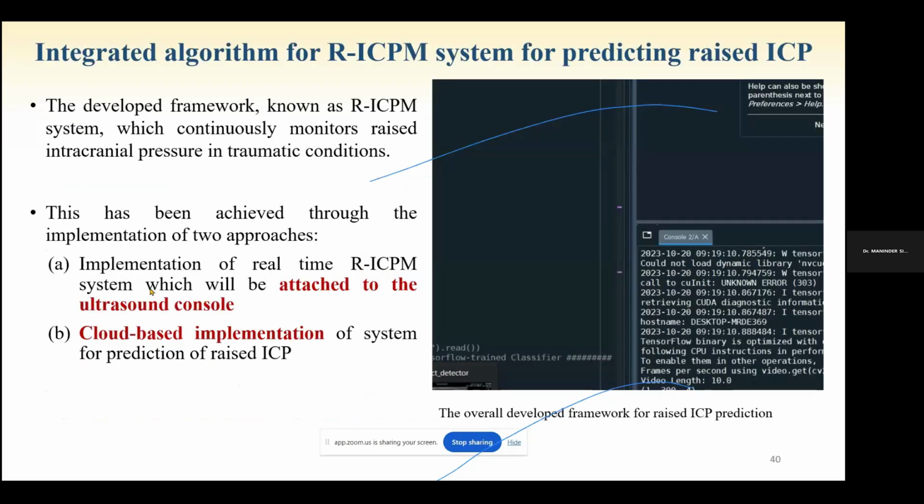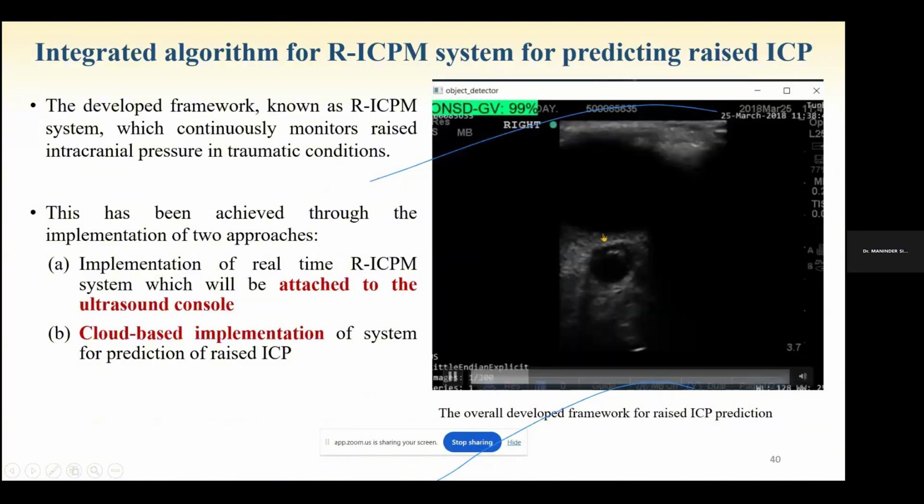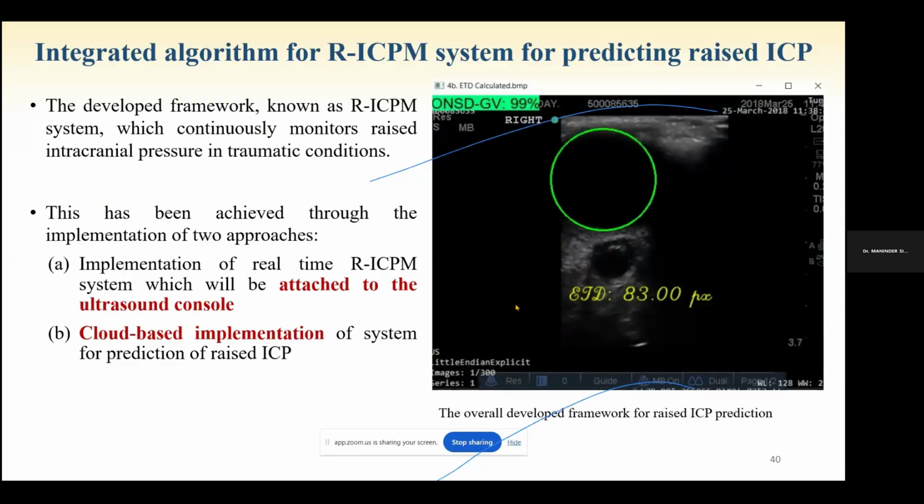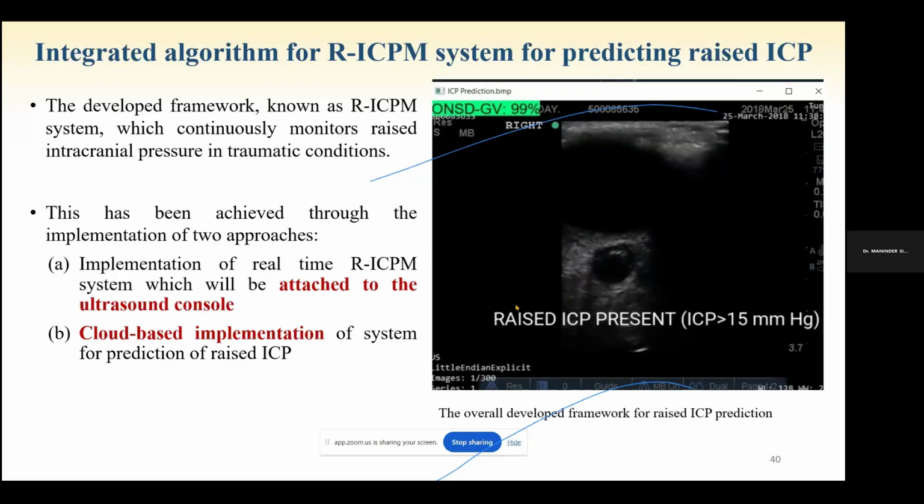This is the overall integrated algorithm: getting a good view frame, and then after some time we obtain the good frame, then the ETD value, which represents for what ICP level we consider it a raised ICP. We implemented this instrument on a Raspberry Pi device. The difficulty was the timing, because execution time was very slow. We used NVIDIA also, which performed very well. So the system we developed was implemented on a Raspberry Pi and NVIDIA.